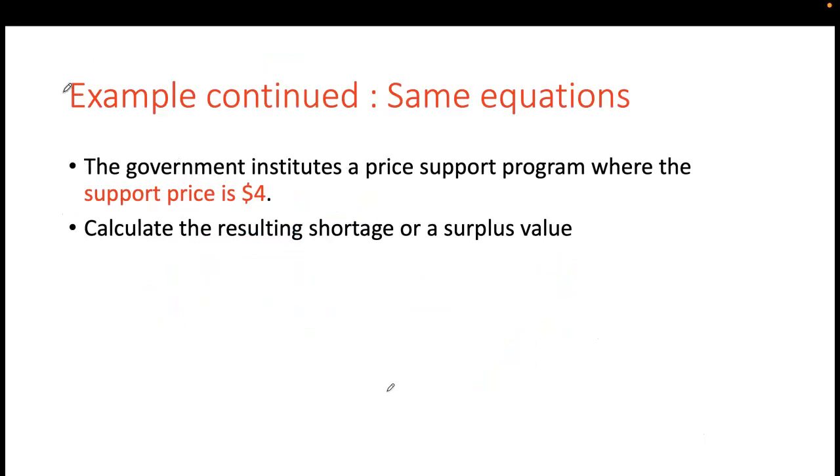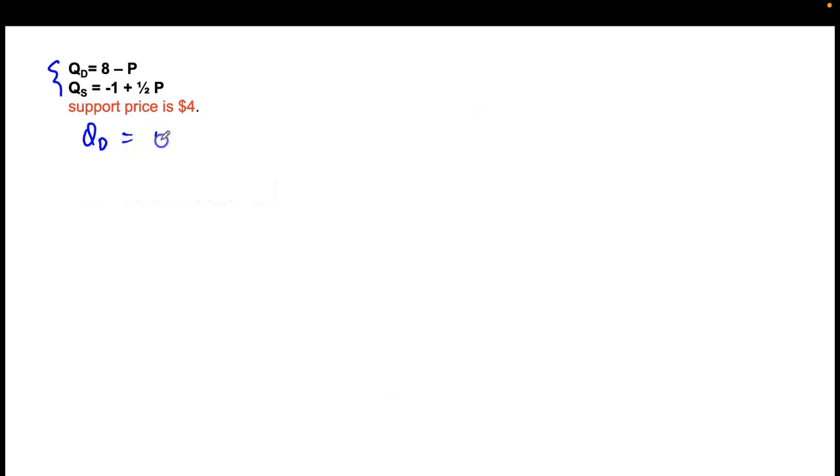Let's suppose the government institutes a price support program and it says that the price must now be $4 per unit. Let's see what will be the effect of this price support on our market. Quantity demanded is 8 minus P, but price is now 4. So quantity demanded is now 4 units. Quantity supplied is negative 1 plus half P, with P now $4. So that gives you negative 1 plus 2, which is 1 and a half, or 3/2.